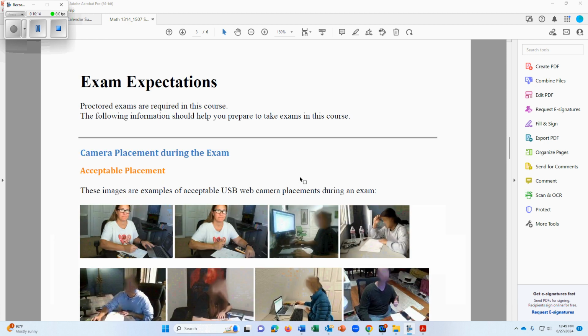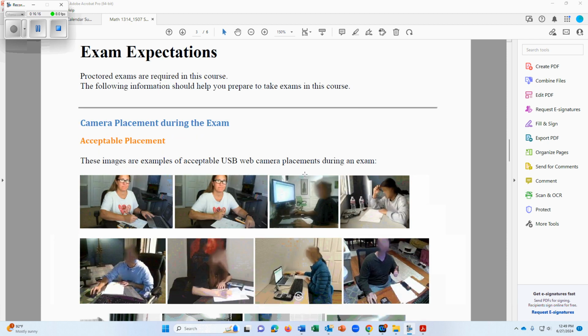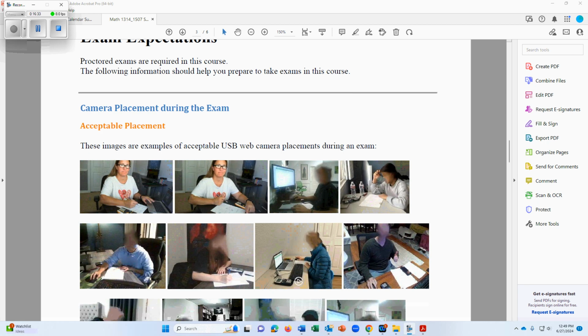So camera placement is very important. Here are some examples of what's going to be acceptable. These images are examples using the USB cam. Now, I know some of y'all are going to want to use your camera from your laptop, and that's fine. You're just going to have to be careful how you place it. Like if you look at this picture right here on the upper right, that's from a laptop computer. So the main thing is I want to see your workspace and I want to see you, okay?